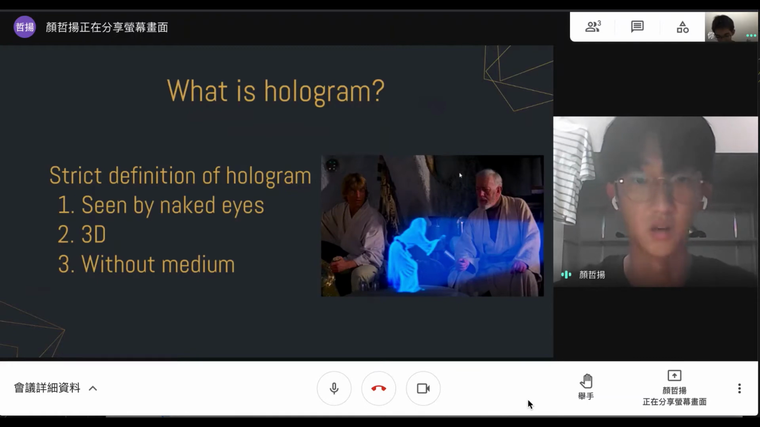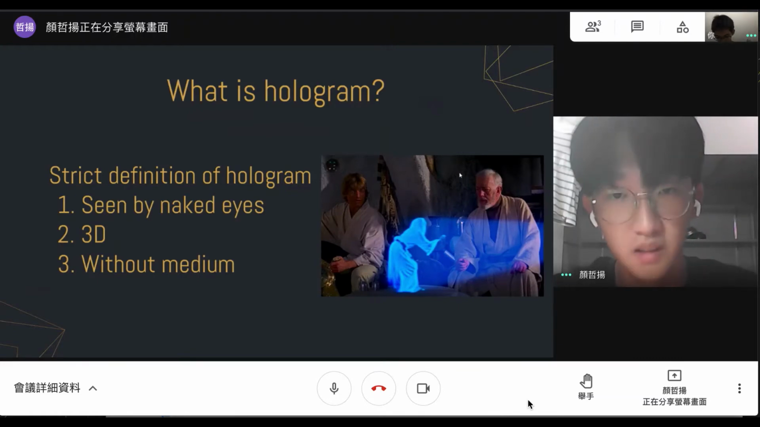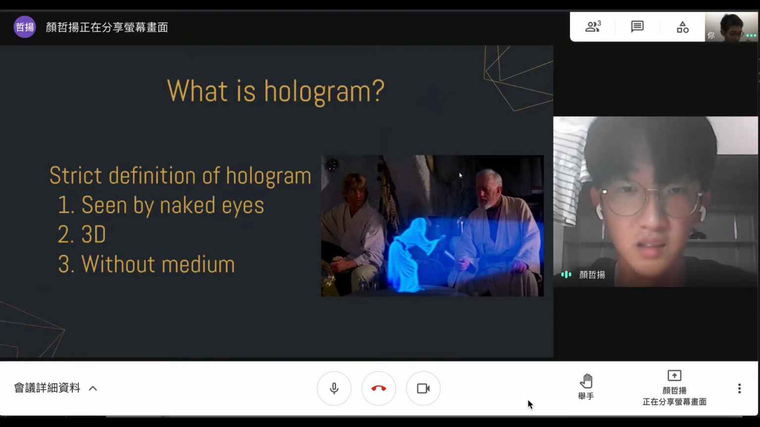What is hologram? The most renowned example of hologram is in Star Wars, like what you see in the picture. The image can be projected anywhere, and it looks 3D. It seems that the image is really tangible. Nevertheless, it is fake. You can't touch it.